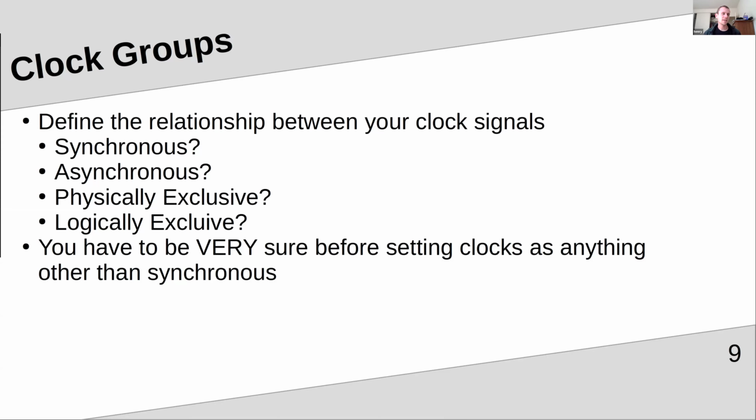Okay, so clock groups are all about defining the relationship between your clock signals. If you have a master clock or a source clock coming in, and then that goes into a clock divider and you get a divided clock out, those clocks have a very specific relationship. They're what we call synchronous or phase aligned, and it's fairly easy to route signals between them, so long as you tell the tool correctly: hey, this is my source clock, this is my generated clock.